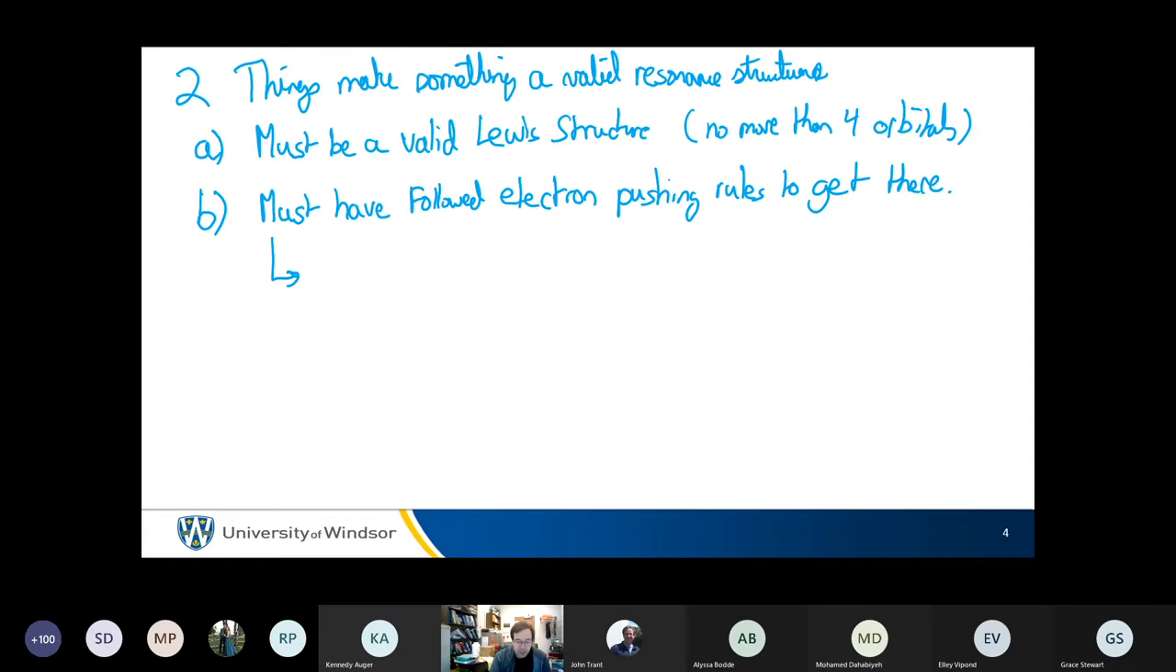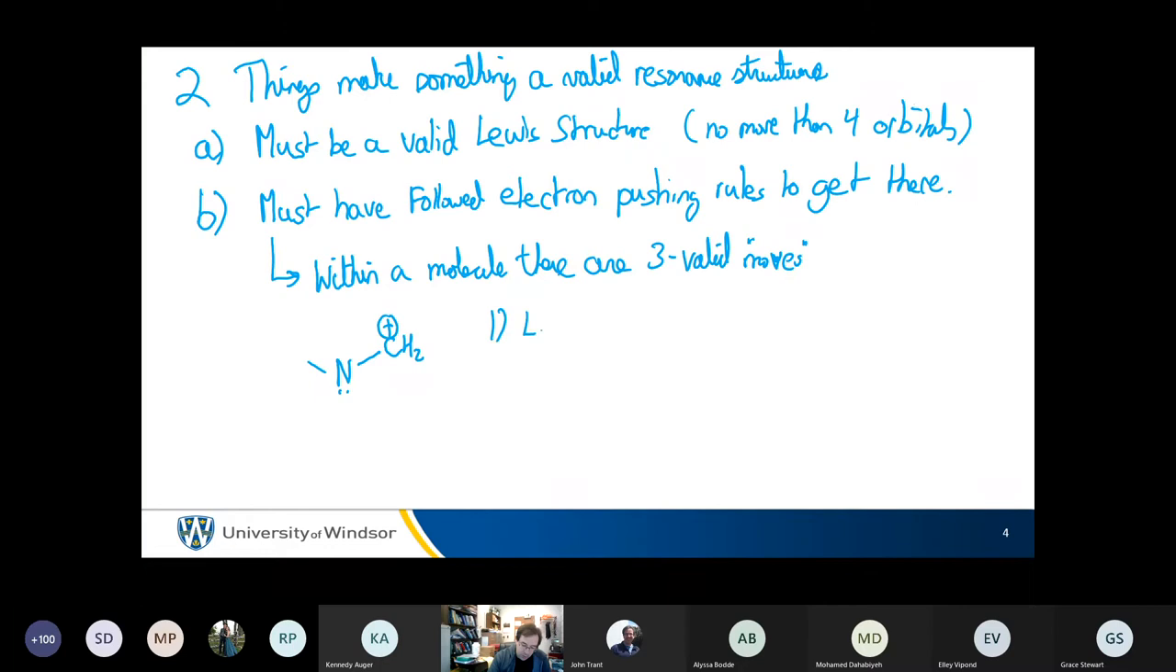there are basically, within a molecule, three valid moves. It's kind of like chess. Like there's rules. One, lone pair makes adjacent double bond. I'm actually going to say multiple bond because it could be a triple bond. If adjacent atom can use another orbital or has an available orbital.